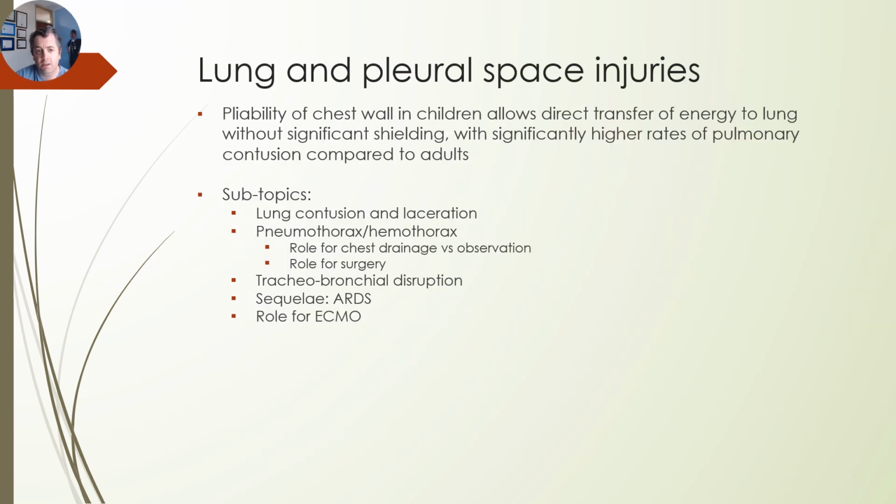Moving on to our next topic, lung and pleural space injuries. In contrast to the rigidity of the rib cage in adults, the pliability of the chest wall in children allows for a more direct transfer of energy to the lungs without significant shielding, with significantly higher rates of pulmonary contusion. We're going to talk about that, as well as pneumo and hemothoraces, tracheobronchial disruptions, ARDS, and the role for ECMO in the next couple slides.